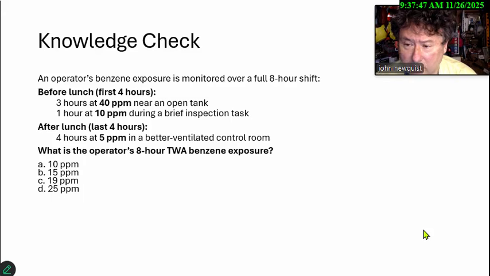A little bit tougher. Operators' benzene exposures monitored over a full 8-hour shift. Before lunch, it's 3 hours at 40 parts per million near an open tank, 1 hour at 10 ppm during a brief inspection task. After lunch, 4 hours at 5 ppm in a ventilated control room. This is what you call a time motion study. You're timing the area. The answer is A 10, B 15, C 19, D 25.